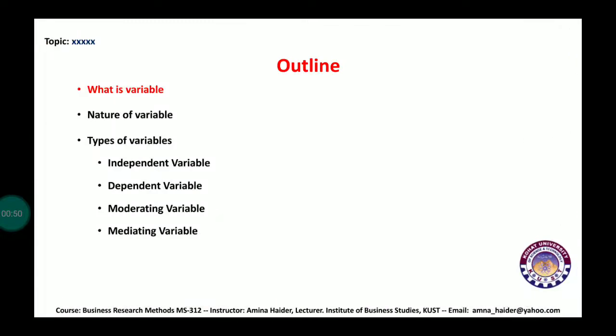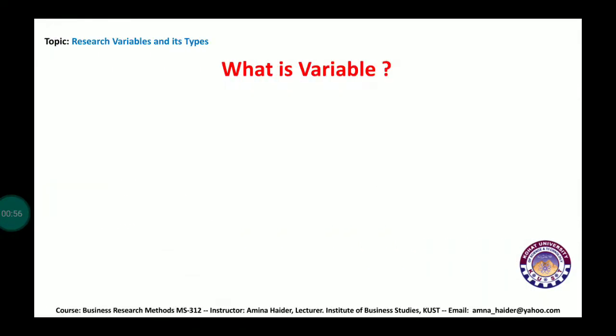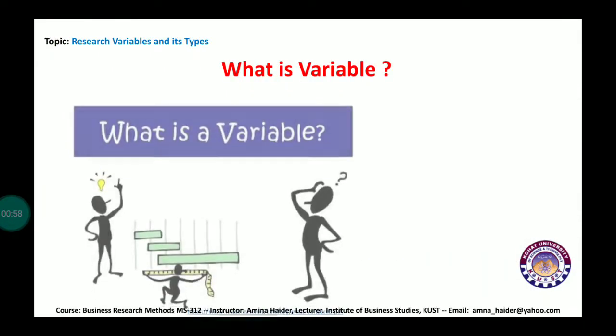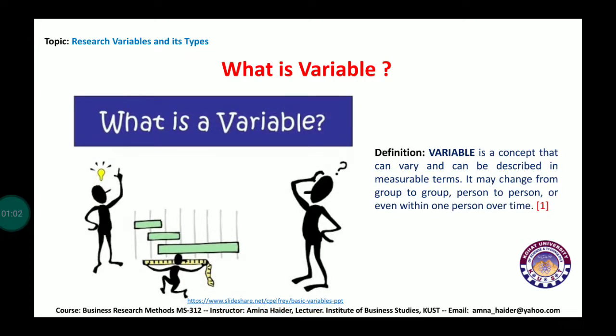So moving towards our first topic, that is what is variable. Variable is a concept. Concepts are general notions or ideas that occur in the minds of people, and using those ideas they try to predict or explain a phenomenon.